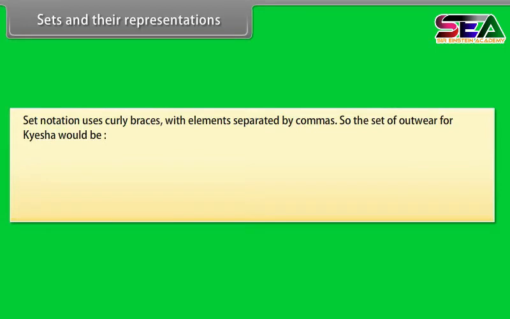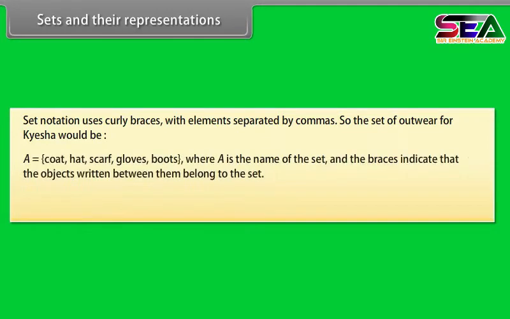So, the set of outwear of Kesha would be A = {coat, hat, scarf, gloves, boots}, where A is the name of the set and the braces indicate that the objects written between them belong to the set. Thus, a set is defined as a collection of distinct objects.